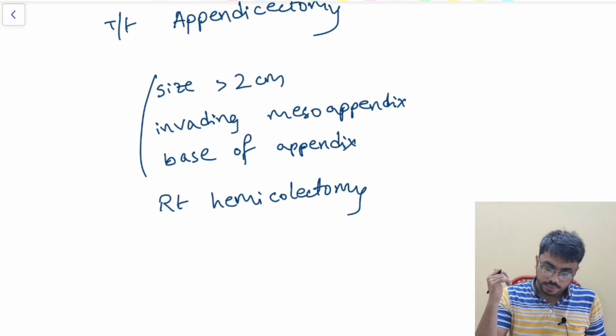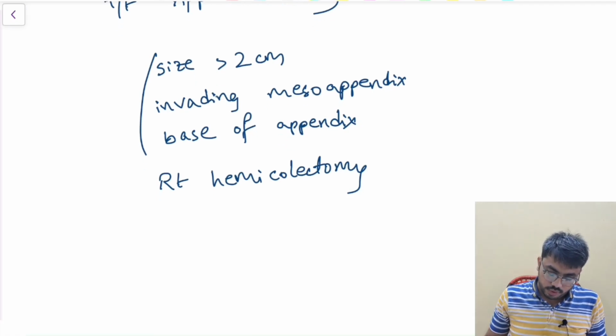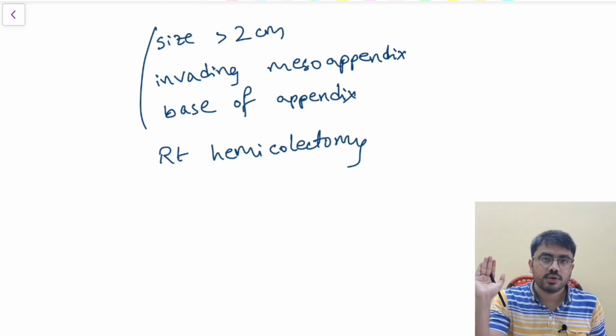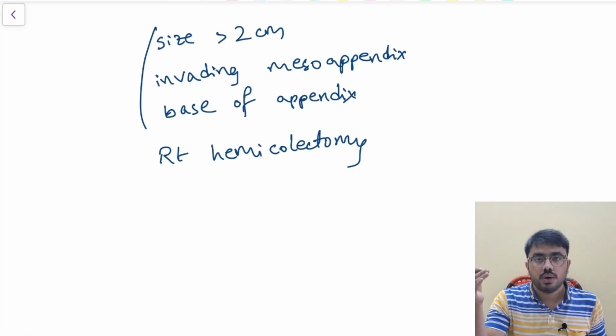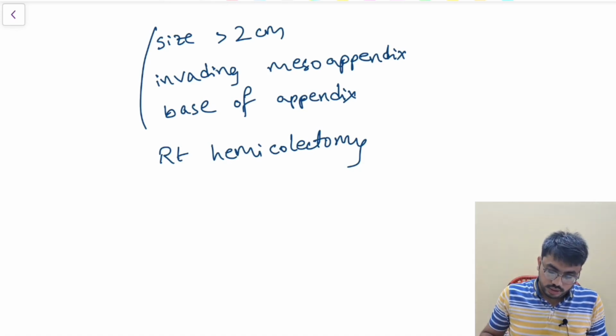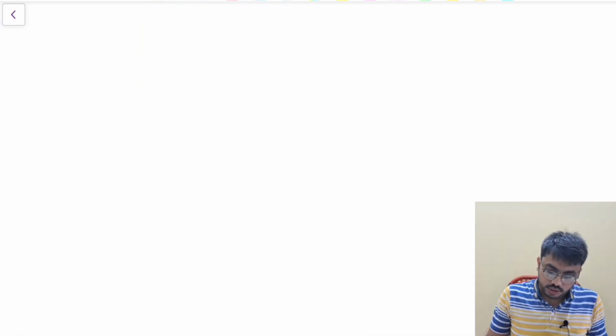Okay. Now, when to do appendicectomy? In general, you have to get an appendicectomy. Why? Because only the tip is the one which is involved. When to get right hemicolectomy? If the size is more than 2 centimeters, or if it is invading the mesoappendix, or the tumor is in the base of the appendix, I have to get a right hemicolectomy. Okay, right. This is all you should know about a carcinoid tumor.